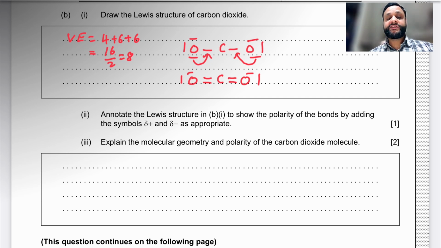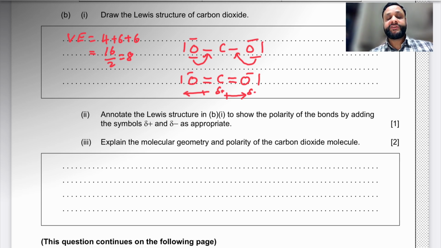2. Annotate the Lewis structure in B1 to show the polarity of the bonds by adding the symbols partial positive and partial negative as appropriate. Carbon is less electronegative and oxygen is more electronegative, hence carbon will be partial positive and oxygen will be partial negative, and we can show this with the help of a dipole arrow, and on this side as well. So that will give us 1 mark.